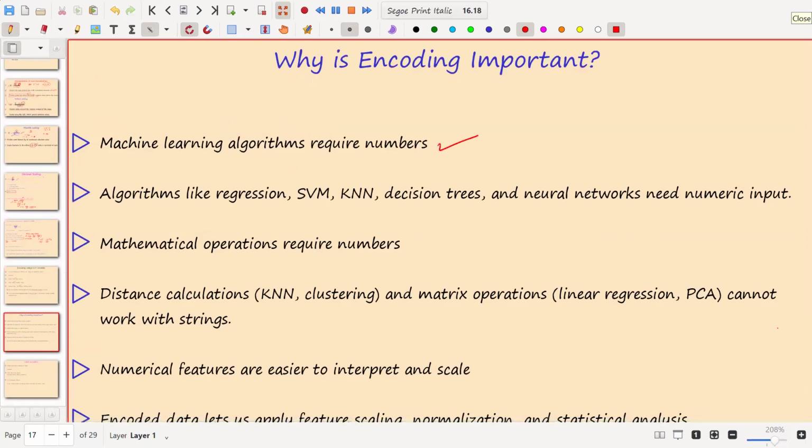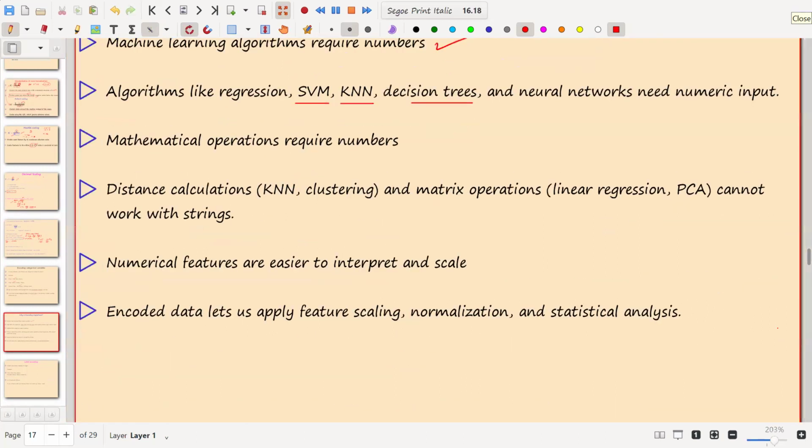Algorithms like support vector machines, decision trees, neural networks need numeric inputs. Of course, you can see while clustering using k-means you will compute distance between two clusters. So that way you deal with numbers. Linear regression and PCA cannot work with strings. So you work with the matrices in PCA. You find the dominant eigenvalues in those cases.